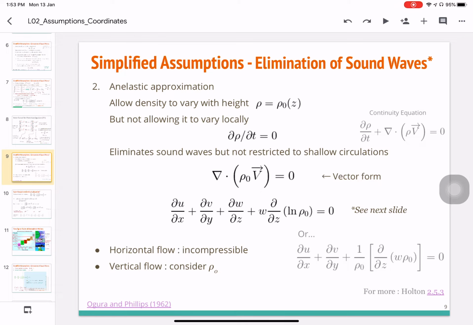So for the horizontal flow, it's always incompressible. It's more realistic because the density should be decreasing when you go higher, right? It also doesn't allow sound waves because the density doesn't change with time, even though you have different layers of density in the atmosphere. For the vertical flow, it is more realistic because the density decreases with height.